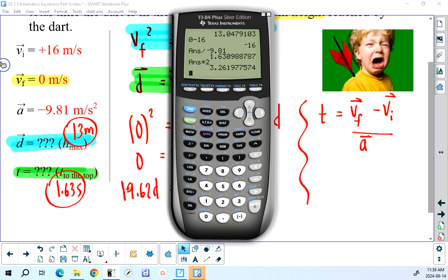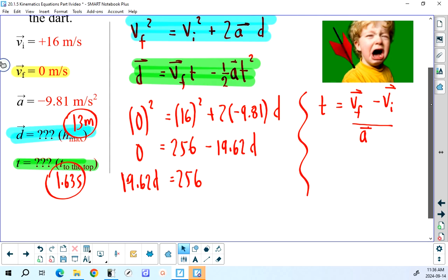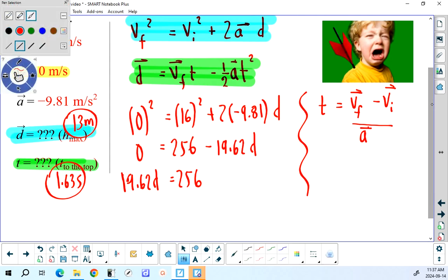So the actual answer to the question is, I guess we would round to 3.3 seconds. We can say 3.3 seconds in the air. Total.